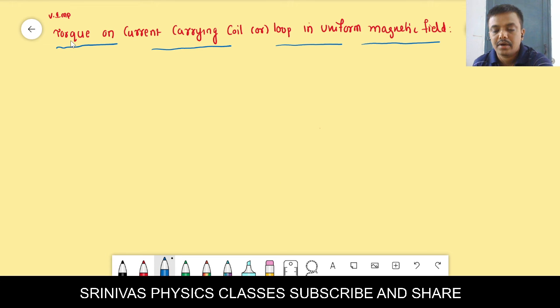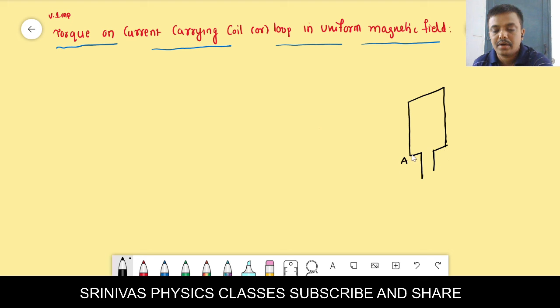Now I am going to explain torque on a current carrying coil or loop in a uniform magnetic field. Let us take one loop. This is the loop. Look here very carefully. This loop is placed in the uniform magnetic field.